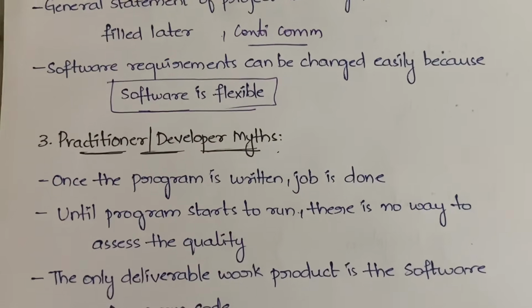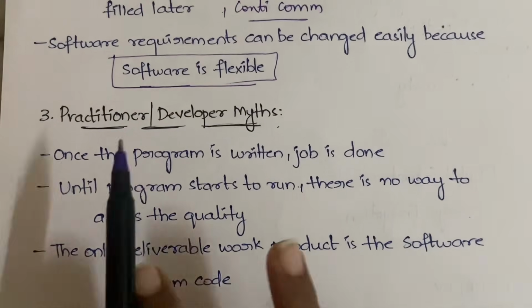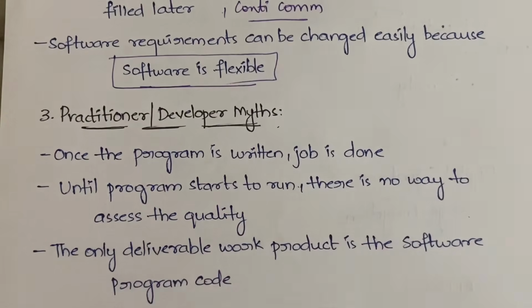Next, practitioner or developer myths, that is, from the developer's point of view. Okay, so once the program is written, the job is done. This is what the developer will think. So what is the job of a developer? The developer will be developing the code, right? So once I finish writing the code, then the job is done, is what the developer will think. But is that enough?